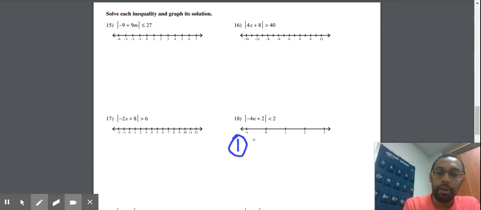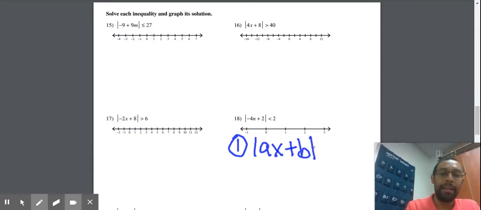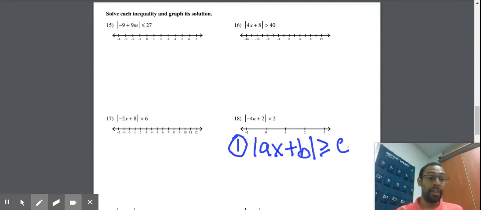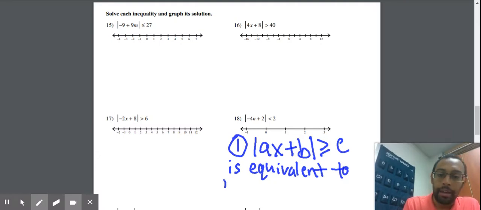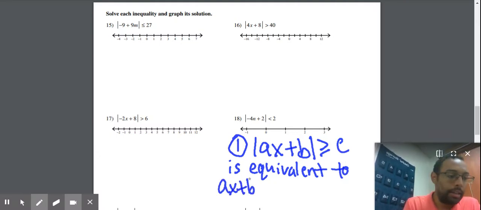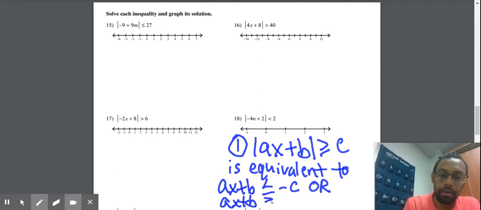When you have the absolute value of whatever your expression is, and it is greater than or equal to a constant, so this means greater than a constant or greater than or equal to a constant, then you can write, so this is equivalent to, ax plus b is less than or equal to negative c, or ax plus b is greater than or equal to c.